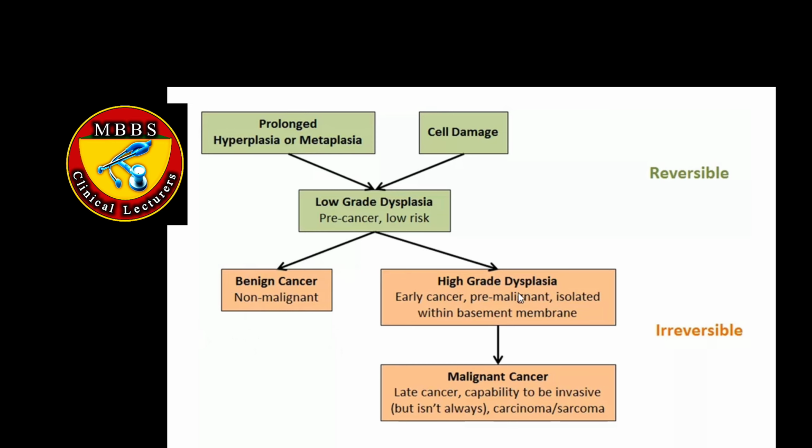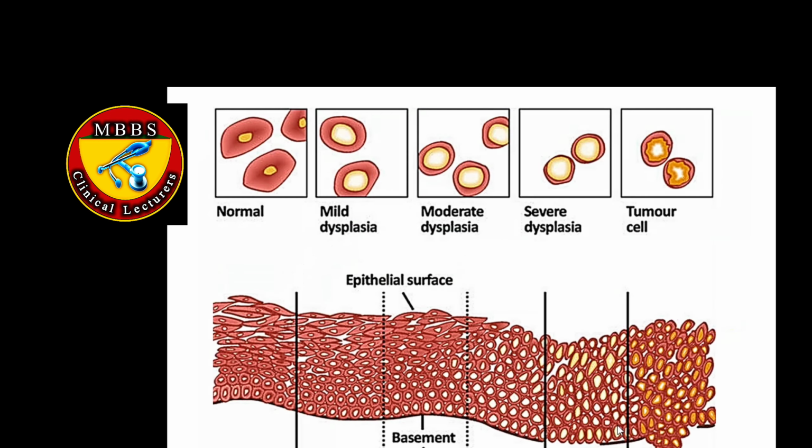But as it goes to high-grade dysplasia, this is the initial stage of cancer. And this high-grade dysplasia, as I just explained to you, is similar to carcinoma in situ, and it remains within the basement membrane. It does not invade the basement membrane. Still, it is irreversible because it has high-grade features. Now, as soon as it invades the basement membrane, it becomes a malignant or invasive cancer. This is called late cancer. It has the capability to invade the surrounding tissues and also blood vessels, and it has the capability to metastasize.